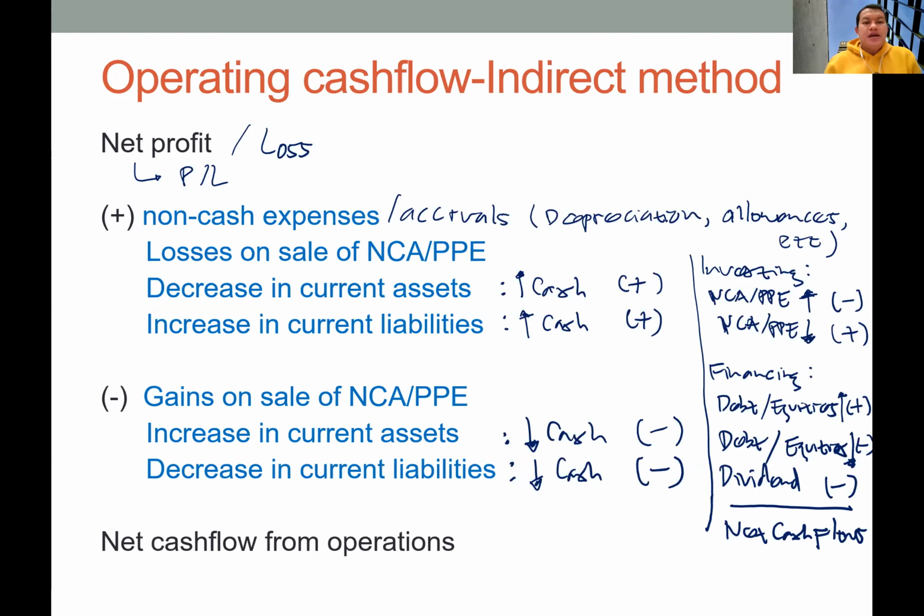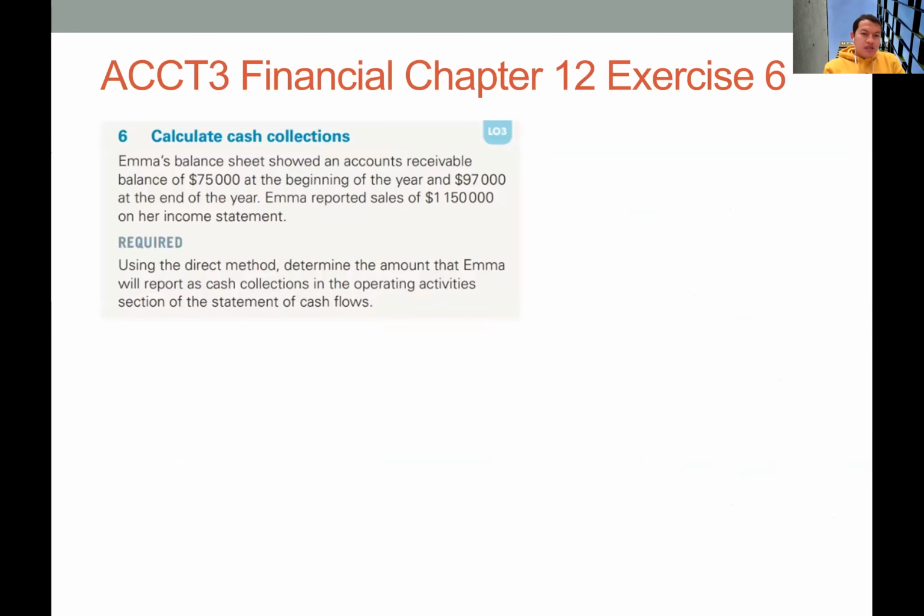Okay, next is your homework. The first one is exercise 6. We have Emma, and we have some information on Emma's balance sheet. We have the beginning balance of the account receivable and the ending balance, and also the sales. Now we have to calculate the cash collection.